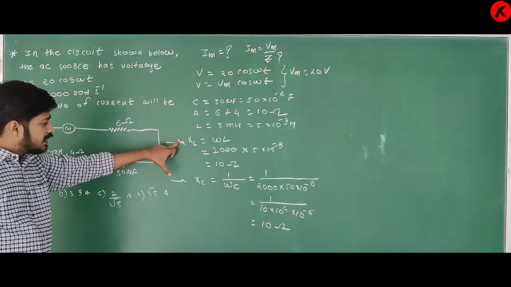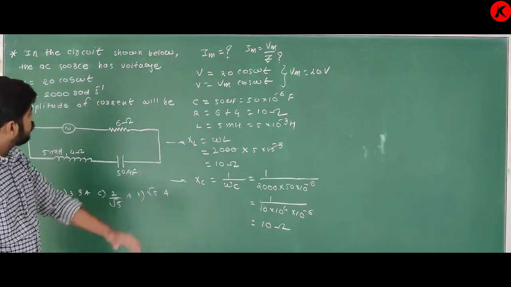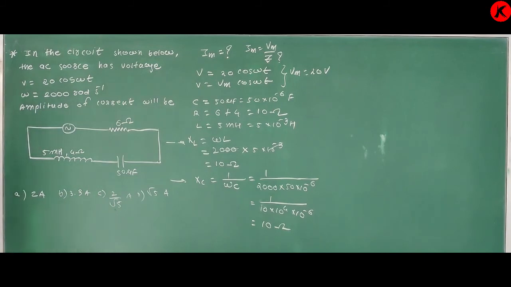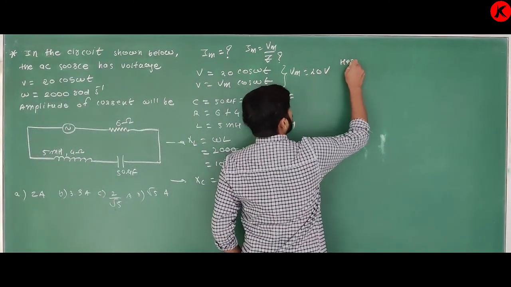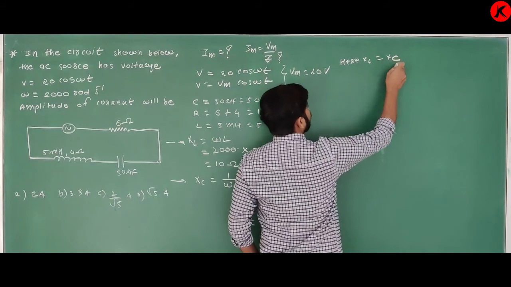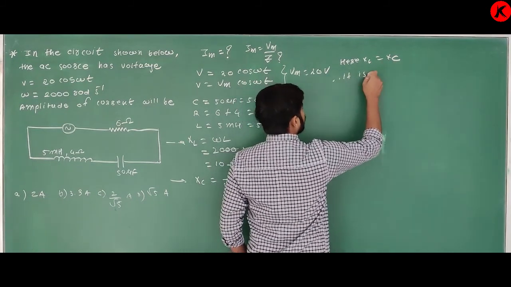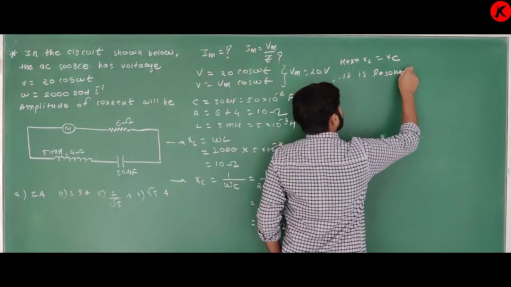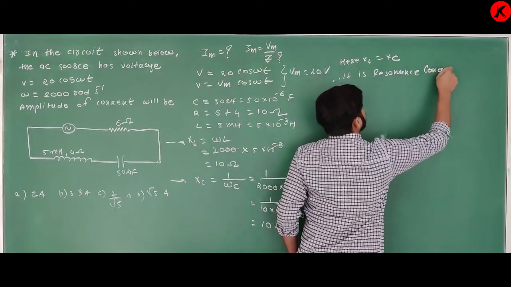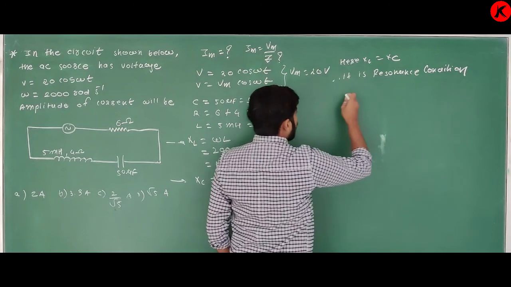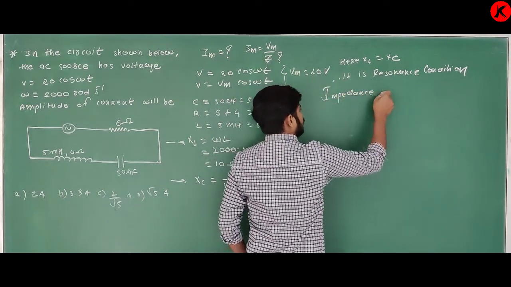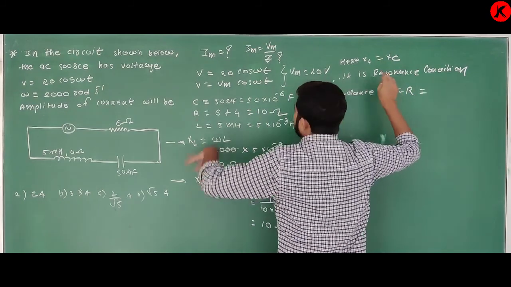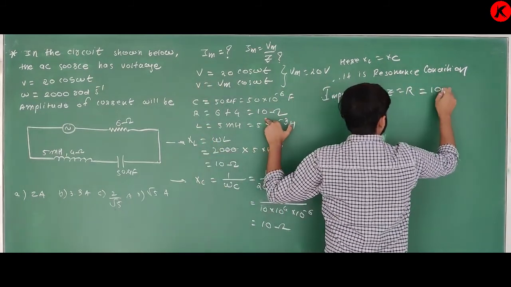So XL is equal to XC. XL equal to XC means it is a case of resonance. Therefore it is the resonance condition. And for resonance condition, impedance Z is equal to R. And what is R? R is 10 ohm.